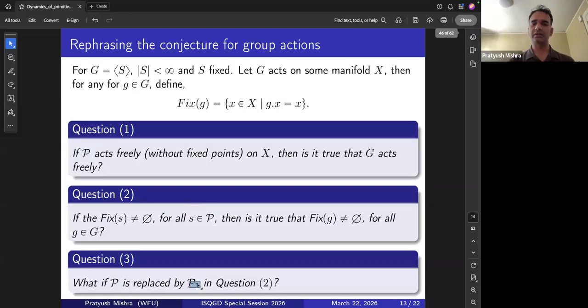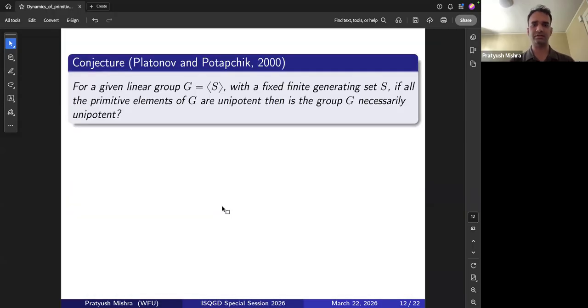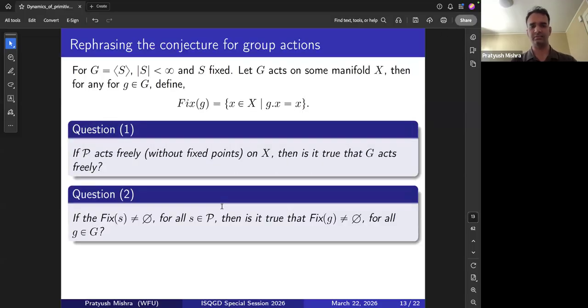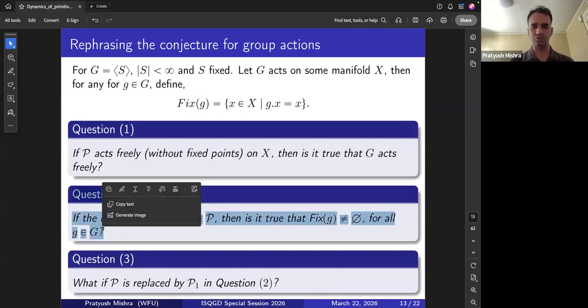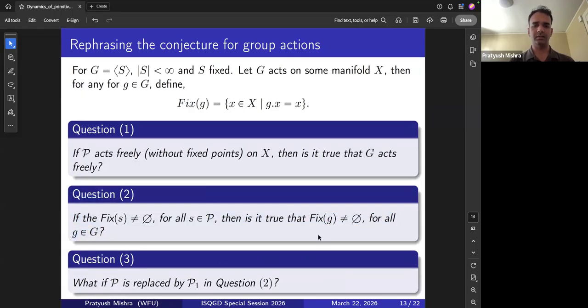And then one can also ask, what if we replace P1 by P2, or what if we replace P2 by P3? So we were able to obtain certain results. It turns out that this is the right way of phrasing this conjecture for group actions, at least in this case. To be more precise, it is question two actually. And then it makes sense to study these questions.